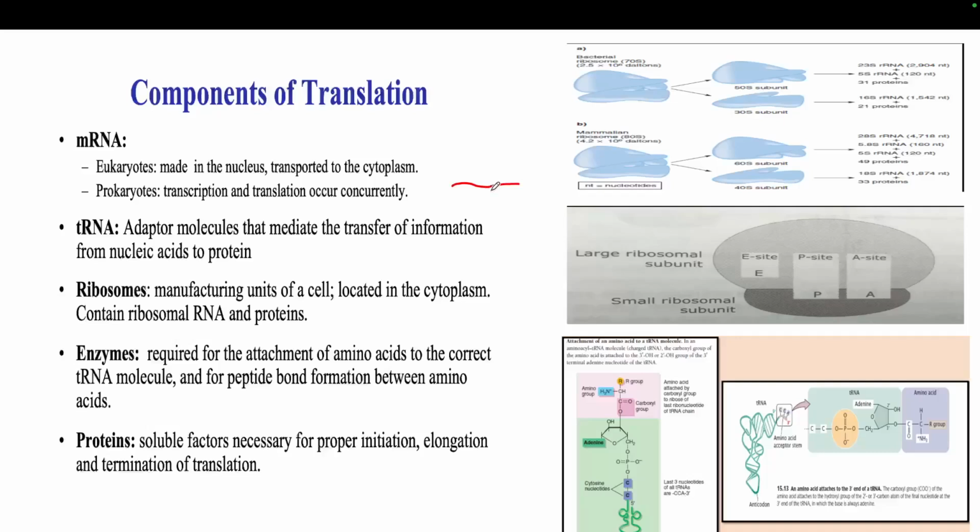Suppose this is the mRNA. While the mRNA is being synthesized, it is also producing the polypeptide chain. In prokaryotes, because of the absence of a nuclear membrane, transcription and translation take place together. But in eukaryotes there are different compartments, so the mRNA is produced in the nucleus and then transported to the cytoplasm, where the ribosome will come and bind to the mRNA and produce the protein.